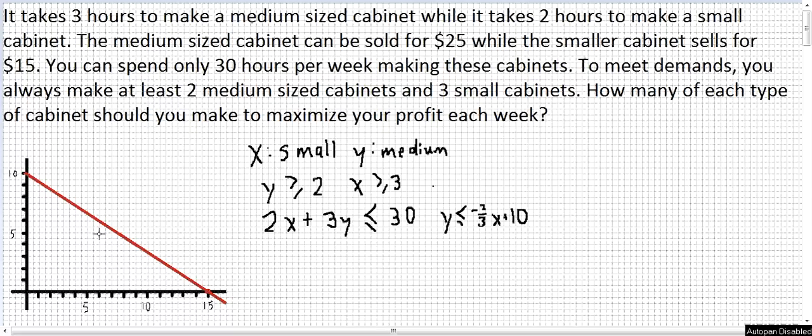And to find out which half plane to color, let me use the point (0, 0). If I plug in 0 and 0 for x and y, we get 0 is less than or equal to 30, which is true. So this half plane is the part of the plane that we're looking for, the solutions. Next, let's graph the inequality y is greater than or equal to 2.